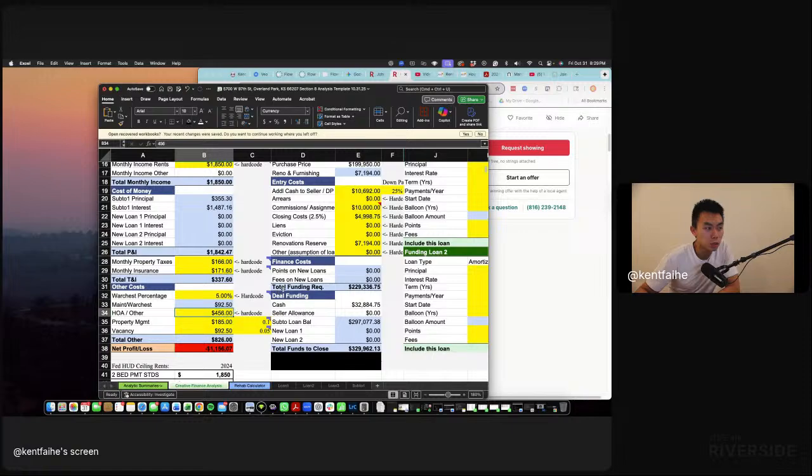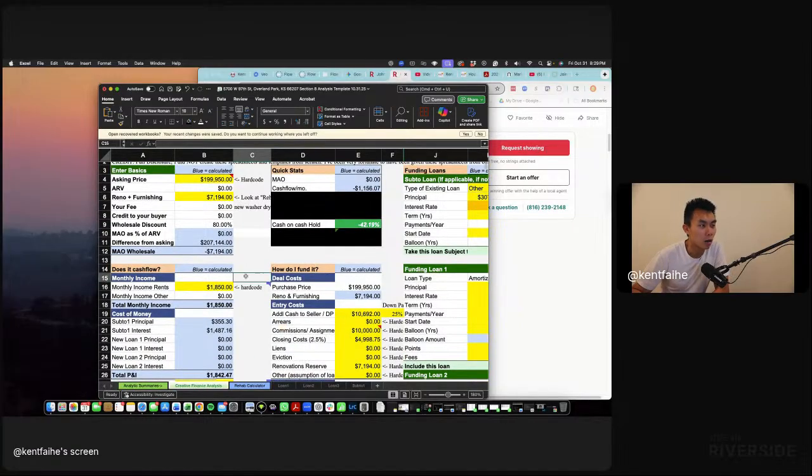For my property management expenses, I'm putting in 10%. For my vacancy, I got 5%, just assuming someone's going to move out. All right, so now that I got all these numbers in here, right?